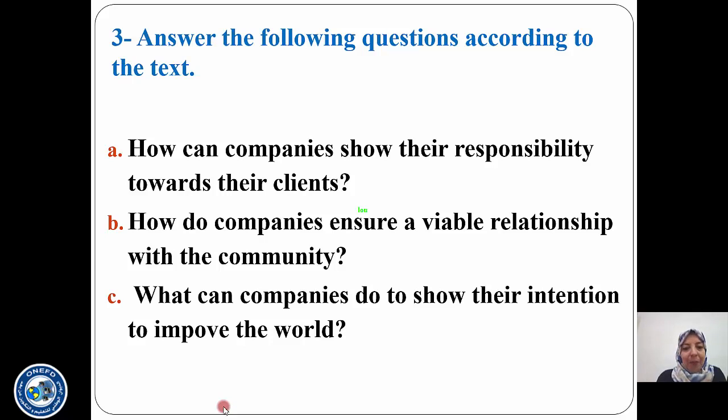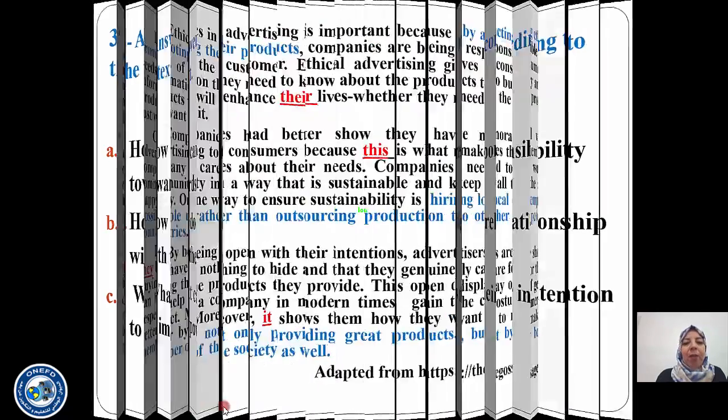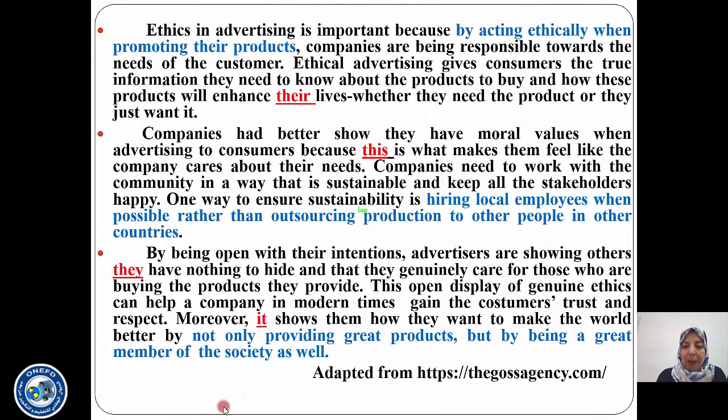So, try to answer alone before you correct with us. So let's try to find the answers in the text first. Question 1 says, how should companies show their responsibility towards the needs of the customer or their clients? It is by acting ethically when promoting their products or when advertising their products. By acting ethically means by respecting ethics. Okay?